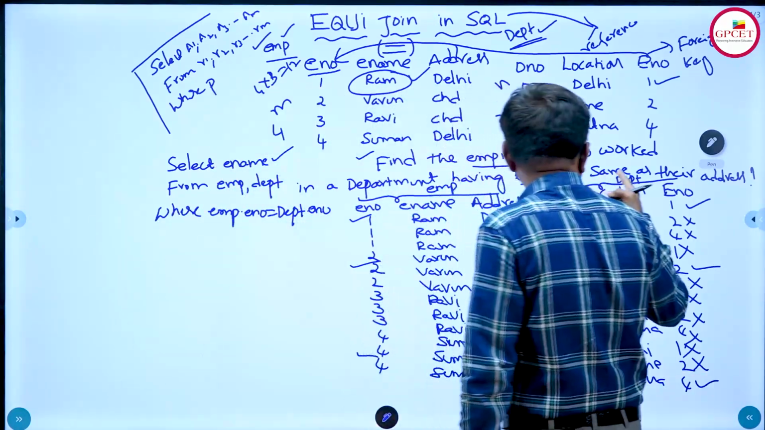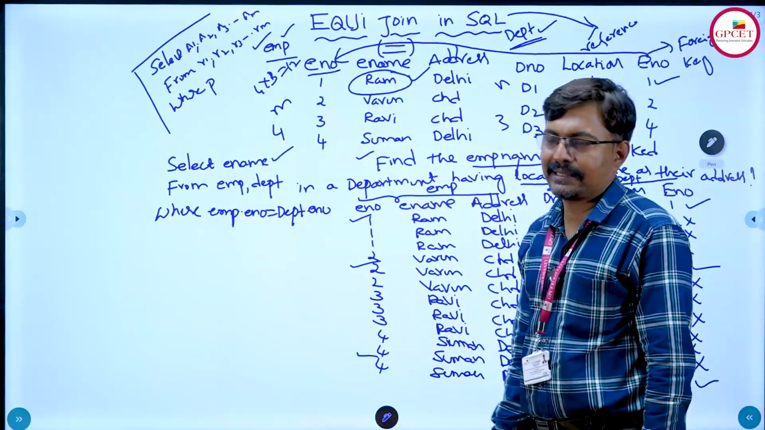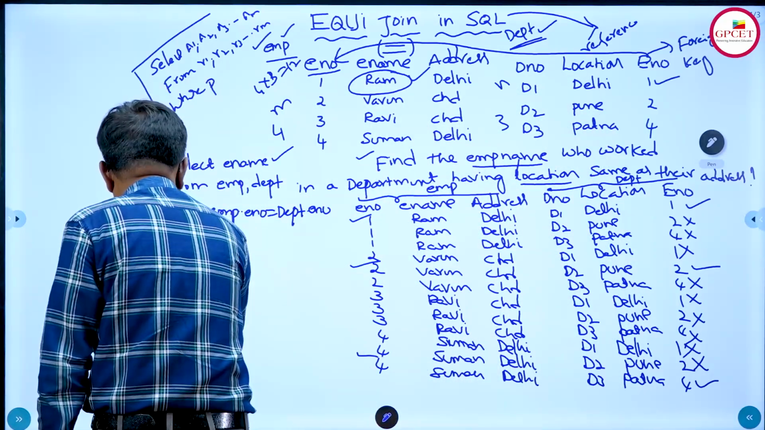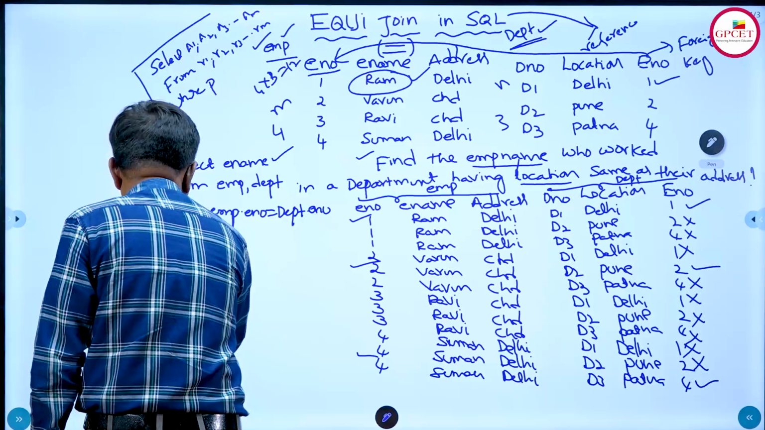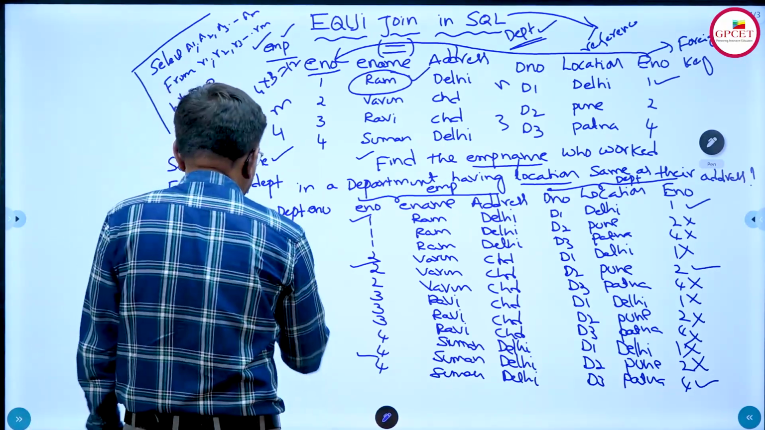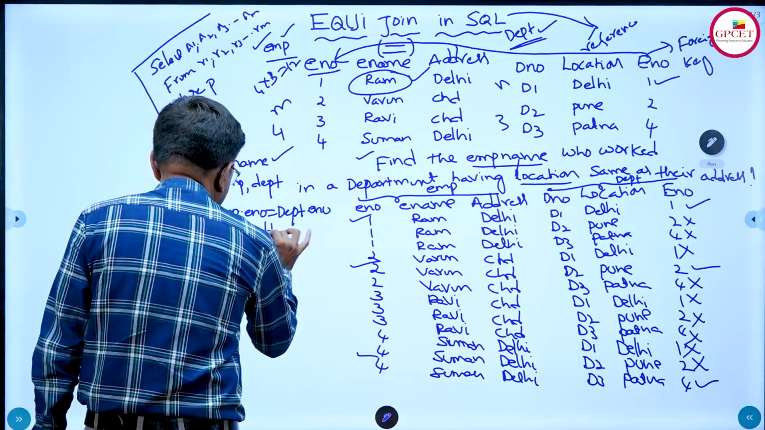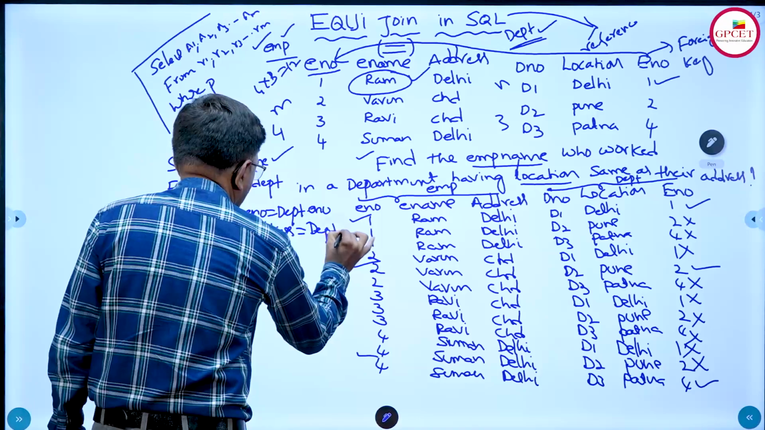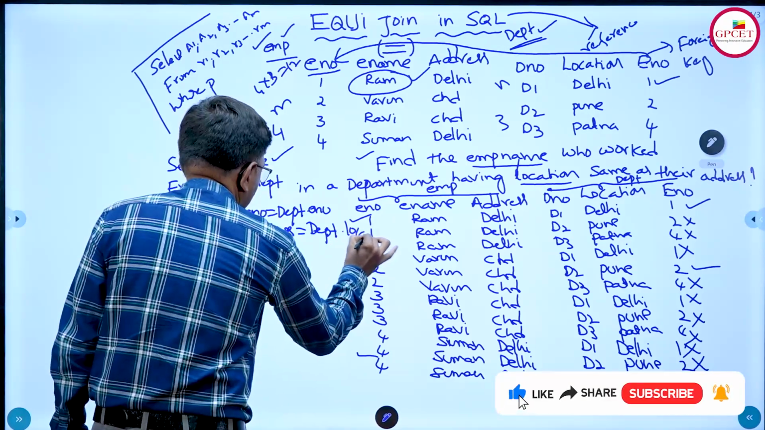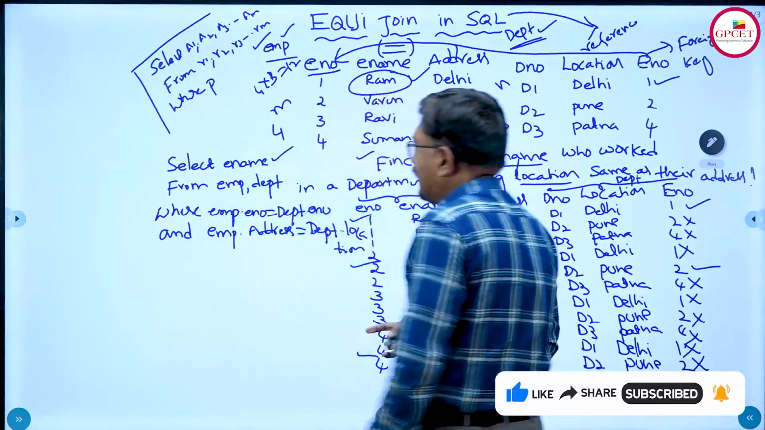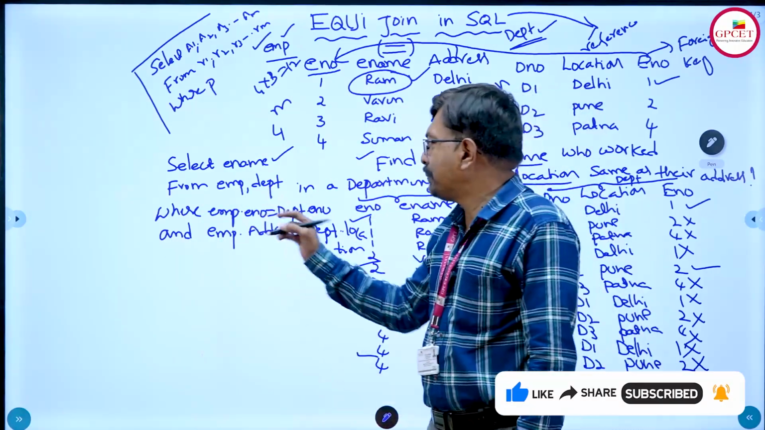Having location same as their address, where EMP.E number equal to department.E number and EMP.address is equal to department.location. Observe here, select E name from EMP, department.